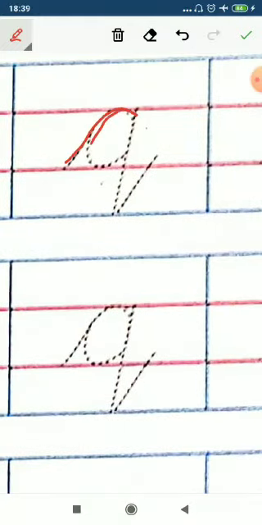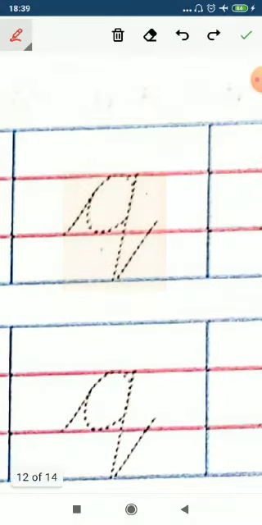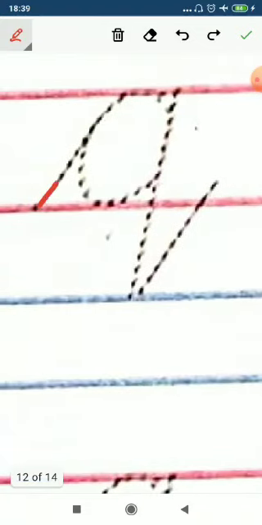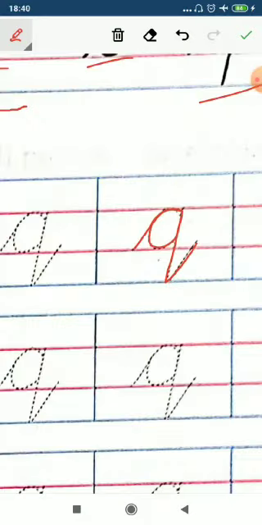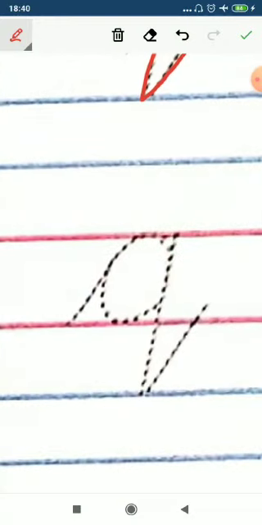Slanting, curve, straight and slanting. Okay, slanting, curve, again and slant. This is Q. Like G na beta. G mein aap idhar se start karke tab banate ho aur isme aapne turn kar diya hai.